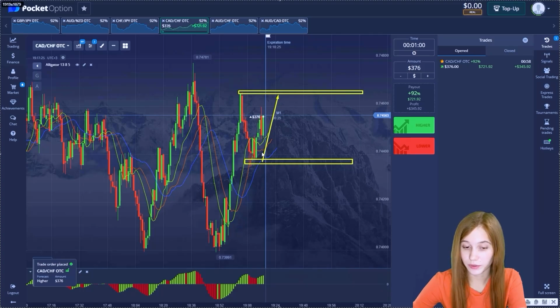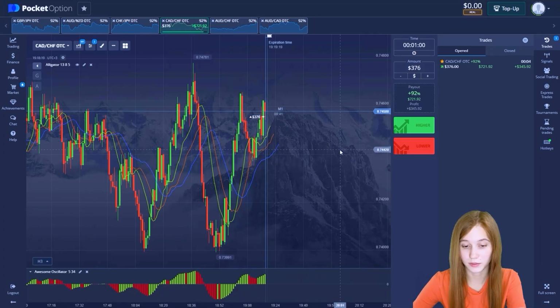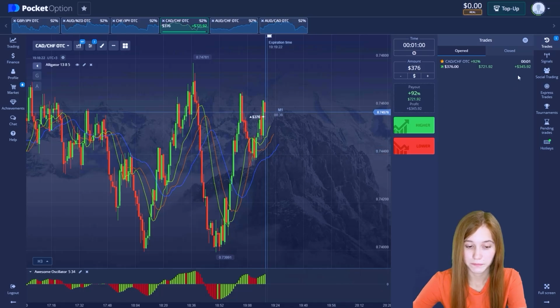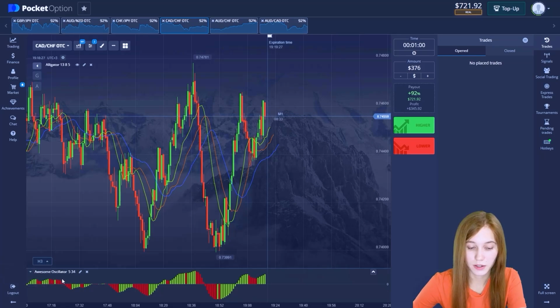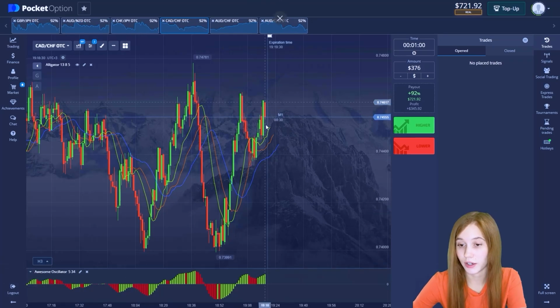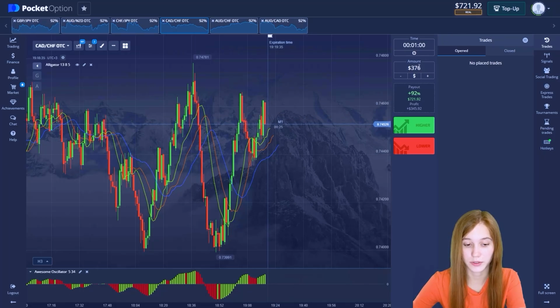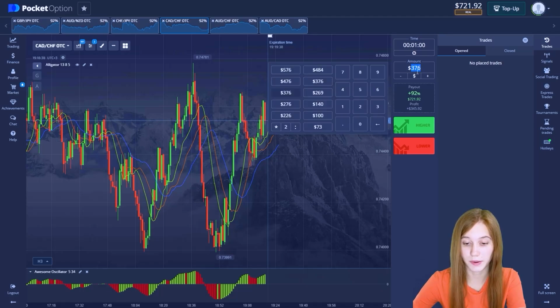By oscillator also, we see 4 green bars. It's all very good. Confident growth. 2 seconds. And the deal is great as well. Yeah, good. $345. And we see our balance is $721. Let's reduce the amount of the deal to 200 and we move on to the next concept.